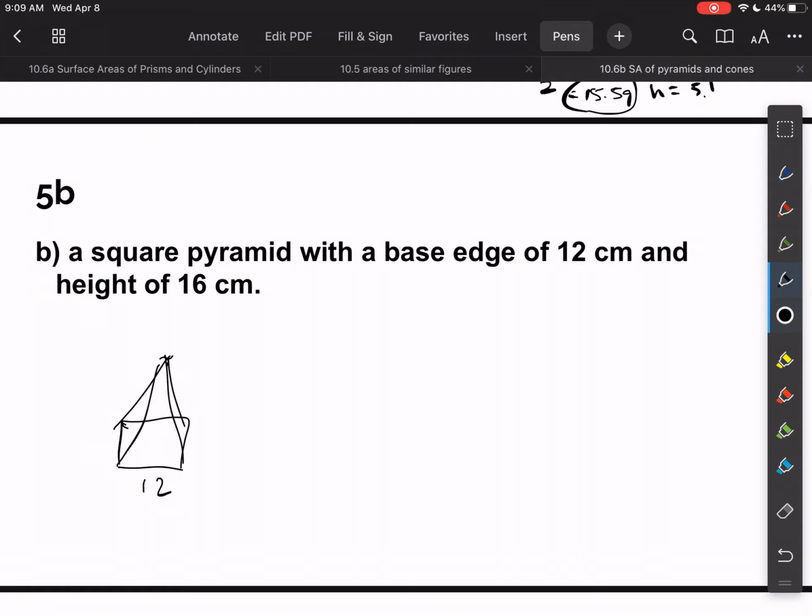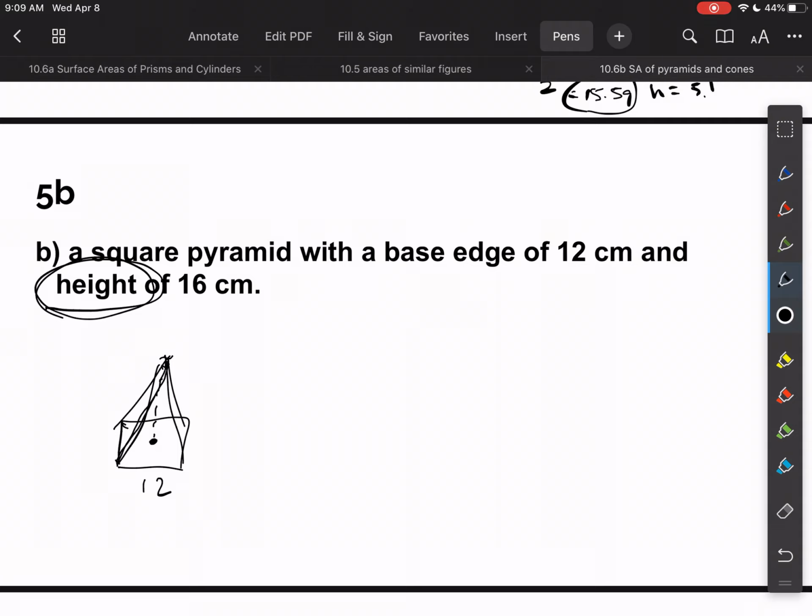The height of this thing, and if you tried this on your own, you might have gotten a different answer than I'm going to get, because notice, this is a little tricky, this is not a slant height. This is the height of the pyramid to the center. Okay, so if it just says height, it's talking about to the center. So we actually have to find the slant.